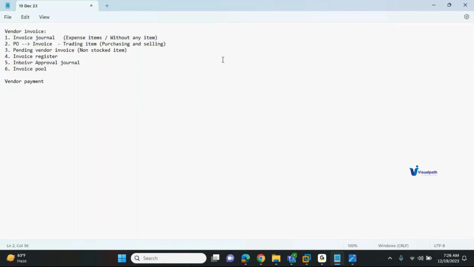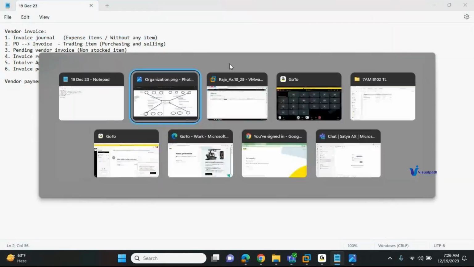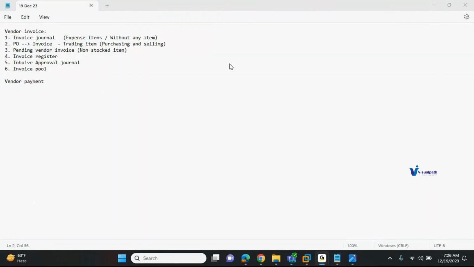Sorry for interrupting. Sir, what is the difference between invoice journal and pending invoice? Because this is also non-stock item, as you said, without item. No, here it is not without item. It is non-stock item, with item. Can you give me a similar simple example for pending invoice? Example for non-stock item: cleaning cloths. I'm not trading those, but I want to understand how many items I have purchased.